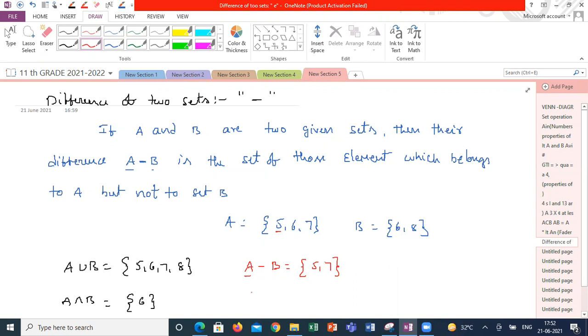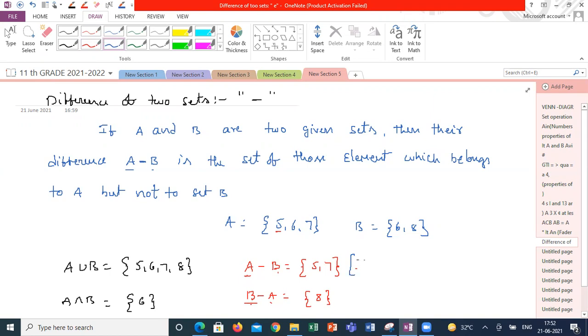Suppose I am writing B minus A. I collect all the elements of B which are different from A. So that is only 8. So A minus B means you are taking the different elements of A with respect to B. B minus A means you take set B as the reference, the elements of B which are not available in A. I can also say it the other way: elements of A which are not available in B.